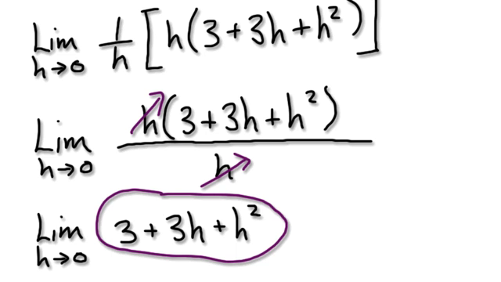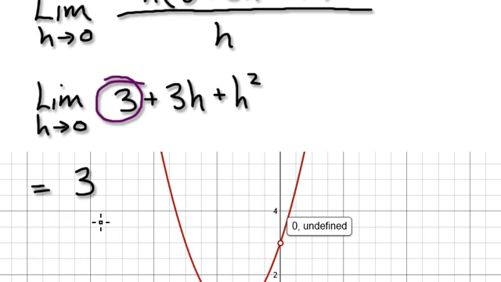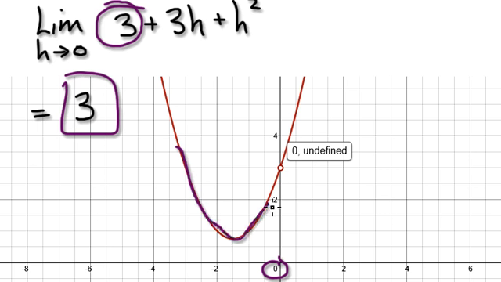Now you can take the limit as h approaches 0. When h approaches 0, this term here would disappear, leaving you with just 3. So the limit here is 3. Now, if you plot the graph, it will look like this. At 0, it's clearly undefined here. But as you approach it from the left-hand side, it approaches 3, and from the right-hand side, it will also approach 3. So the limit is 3. So 3 is your answer.